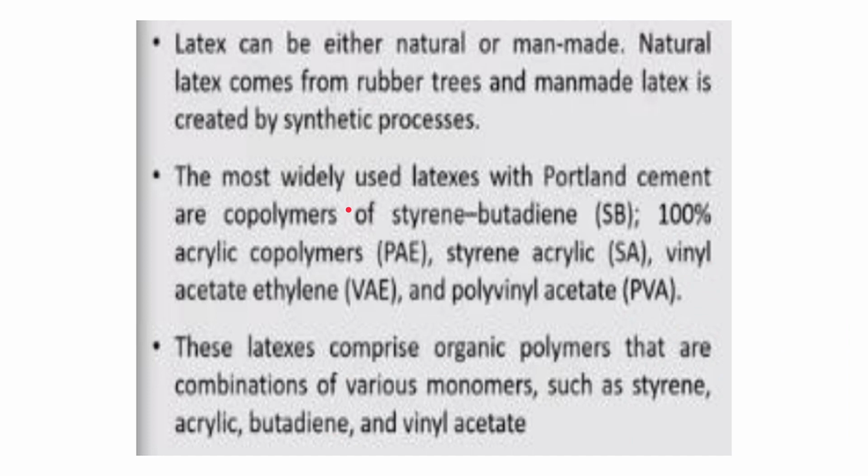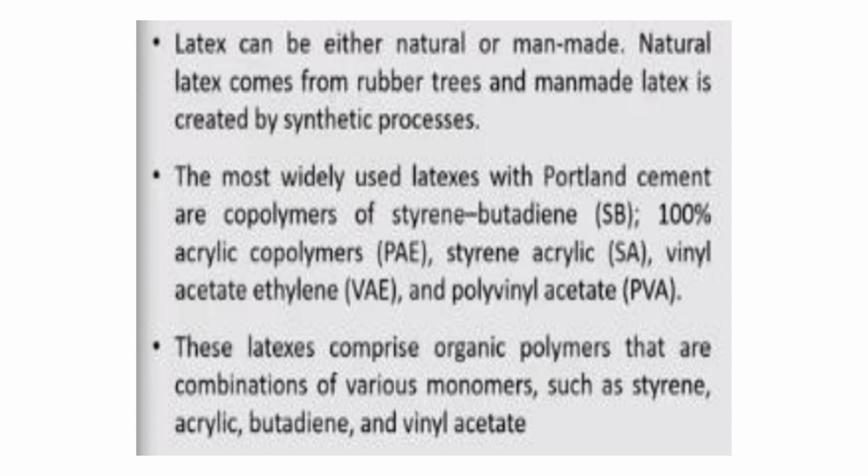So latex can be either natural or man-made. Natural latex comes from the rubber trees, and man-made latex is created by synthetic processes. So both can be used, man-made as well as natural. The most widely used latexes with Portland cement are copolymers of styrene butadiene (SB), 100% acrylic copolymers (PAE), styrene acrylic (SA), vinyl acetate ethylene (VAE), and polyvinyl acetate (PVA). So these are some of the most widely used latexes.